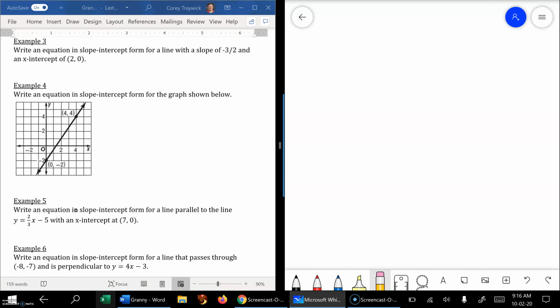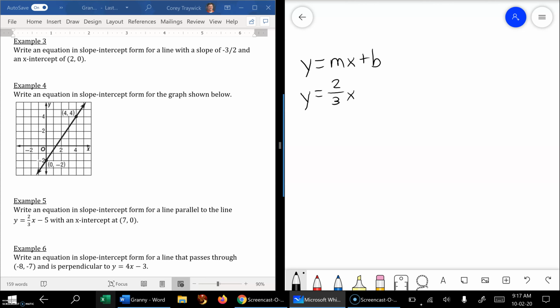All right, so let's look at number 5. It says, write an equation in slope-intercept form for a line parallel to the line y equals 2 over 3x minus 5 with an x-intercept at 7, 0. Y equals mx plus b. All right, I'm looking for the slope. It says it's parallel to that, so I'm going to use the same slope, 2 over 3. All right, that was easy.